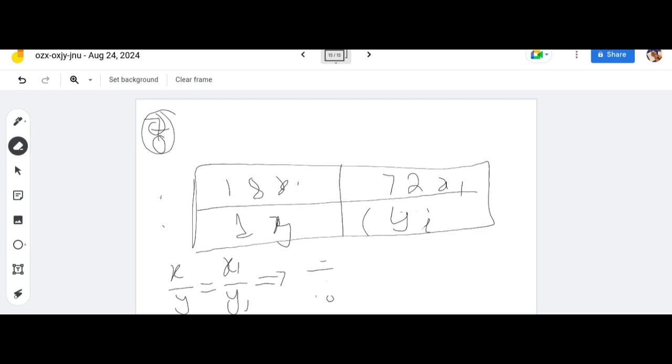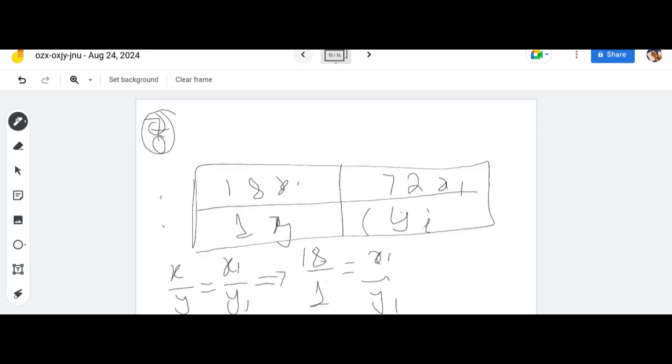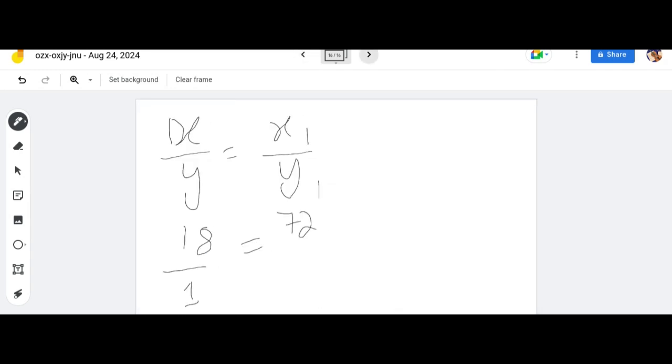If this is x, then x will be 18, y will be 1, so it is equal to x1, y1. I will move to the next page. xy is equal to x1, y1. x is equal to 18, y is equal to 1, but I don't have the value of y1, because x1 is 72. Look here in the table. I don't have the value of y, so I will put y1 here.